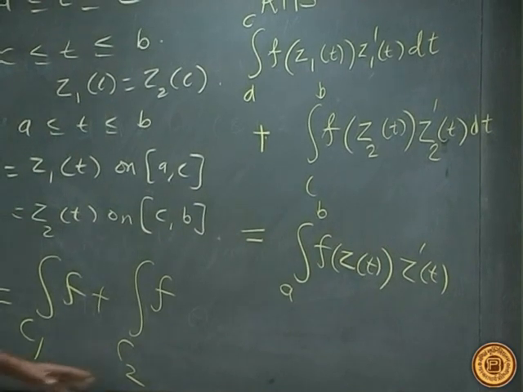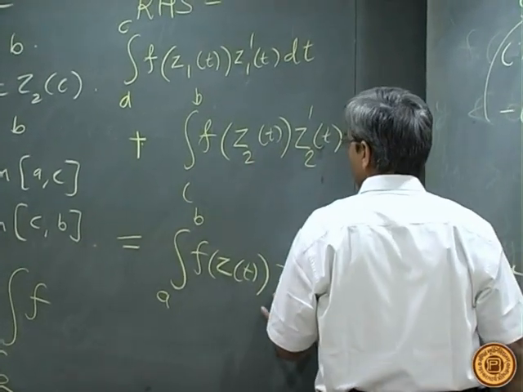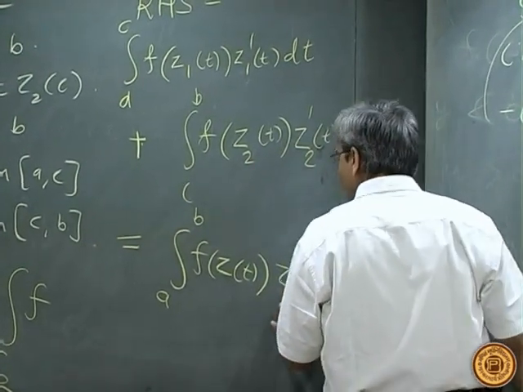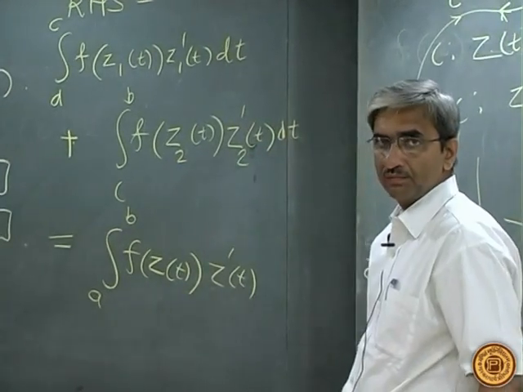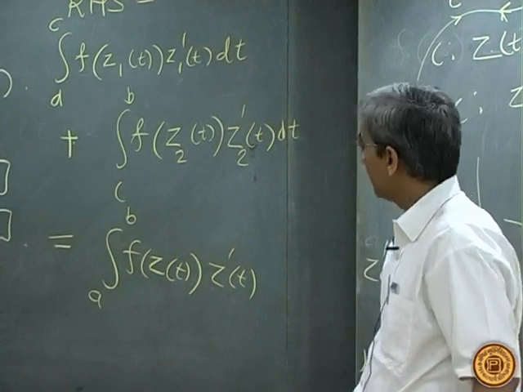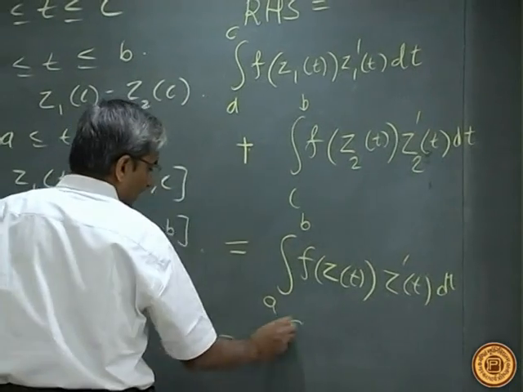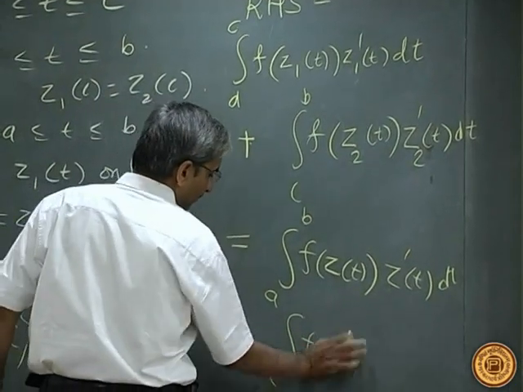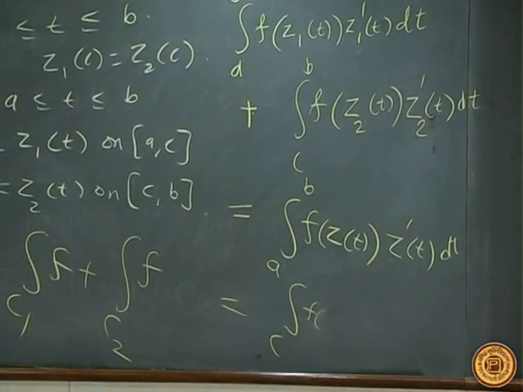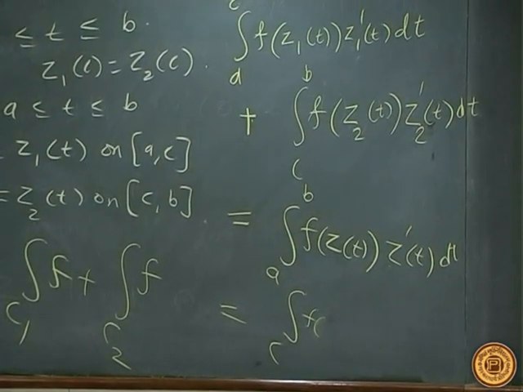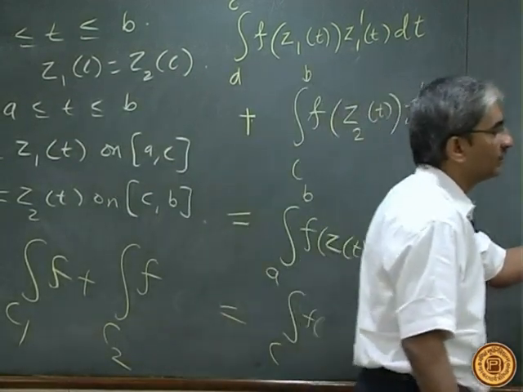Because z dash t, z(t) is Z1, so this will become Z1 dash t on A to C, and Z2 dash t on C to B. So this is exactly Z dash t, but this is nothing but integral over C of f. This is exactly integral over C. So integral over C1 plus C2 is integral over C1 plus integral over C2.